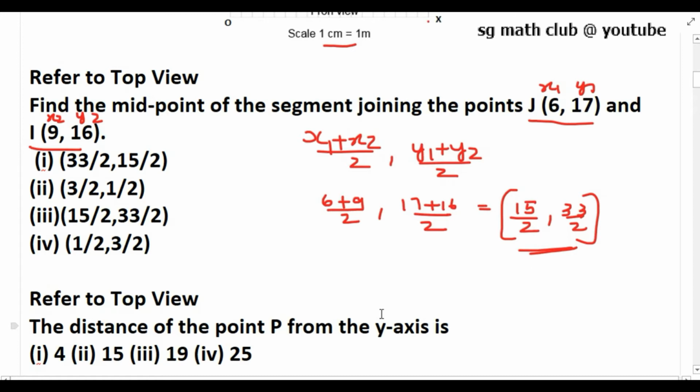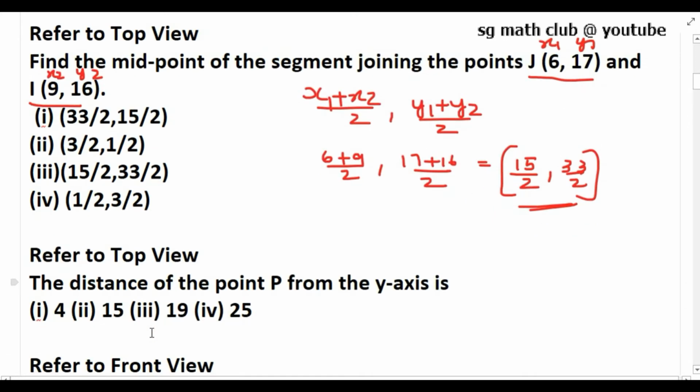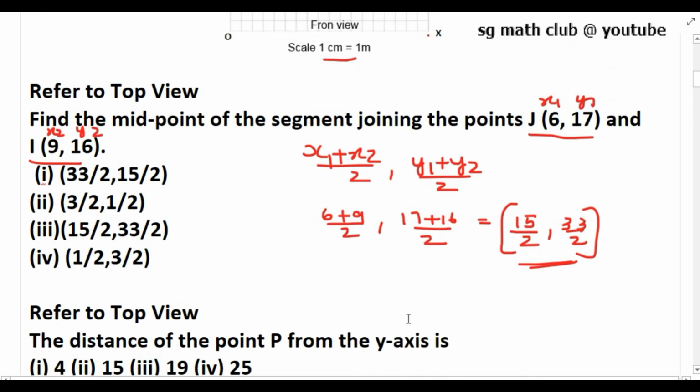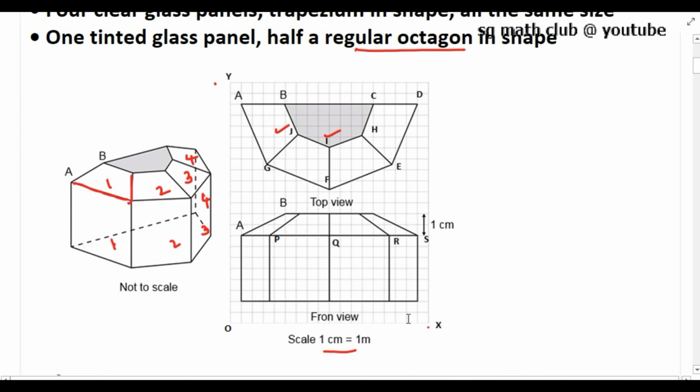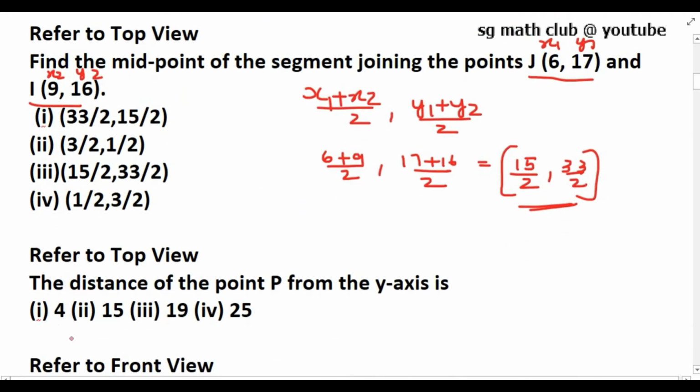So this case study based question is from the chapter coordinate geometry. Next they have given: refer to the top view. The distance of the point P from the y-axis. Here is our point P. We have to find the distance of this point from the y-axis. This is my y-axis. So count 1, 2, 3, 4. So the answer is 4 units. This is the correct answer for this question.